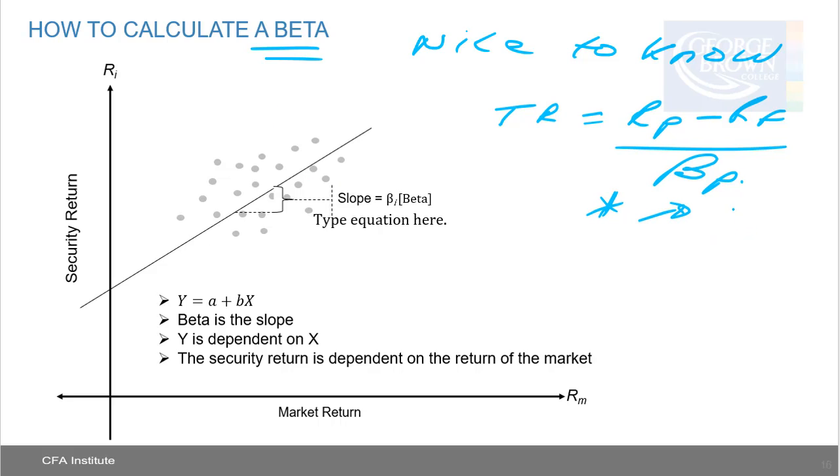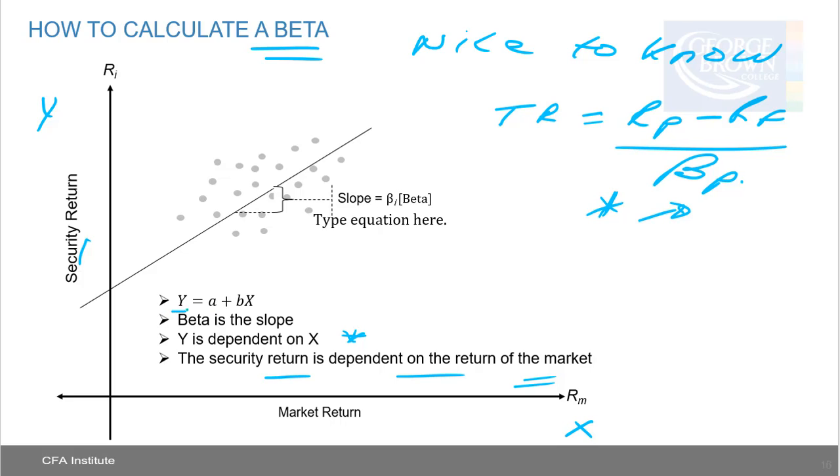So we can calculate the beta for a portfolio versus the benchmark index, or we could calculate the beta of a stock, okay? So it's a security return, could be a stock or a portfolio. And basically, on the y-axis, you've got the security return, and on the x-axis, you've got the market return. And calculating a beta basically is y is dependent on x. So the security return is dependent on the return of the market, which is the systematic risk. And so beta is just the slope.